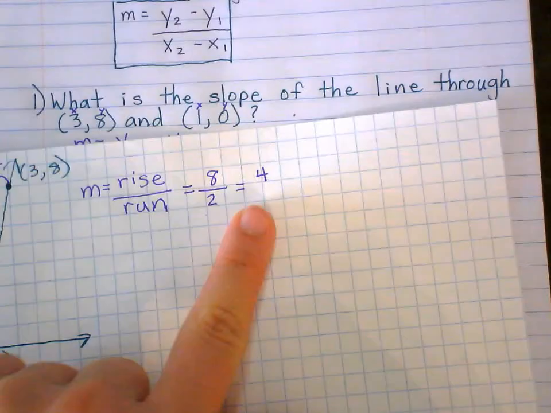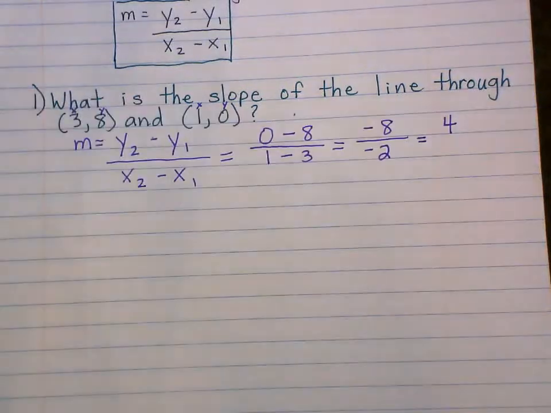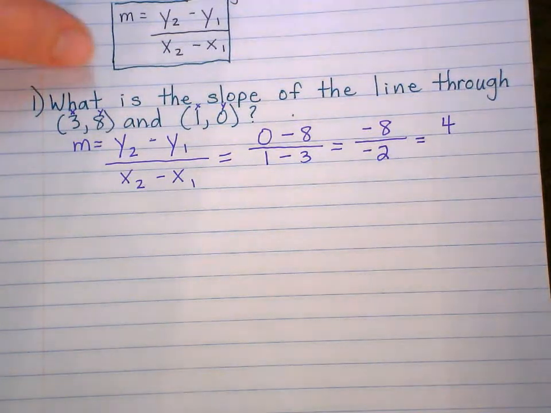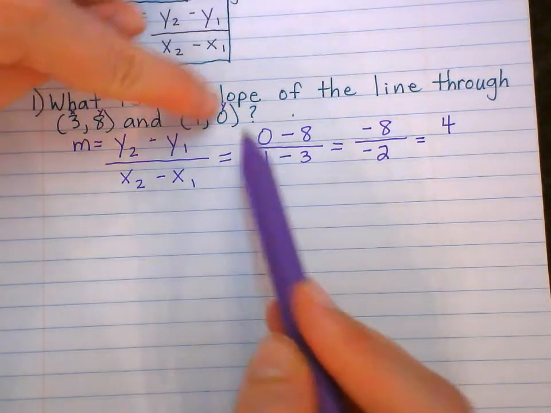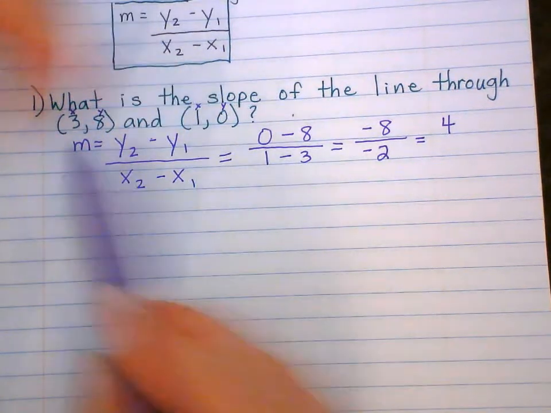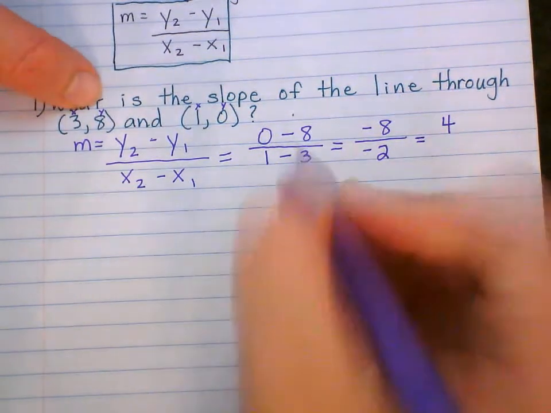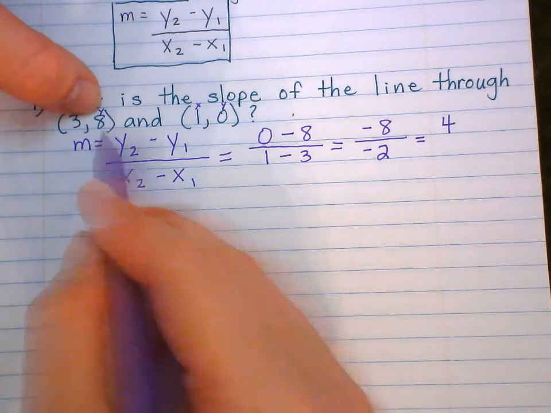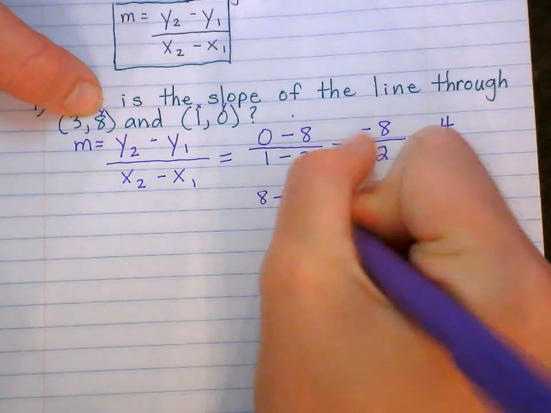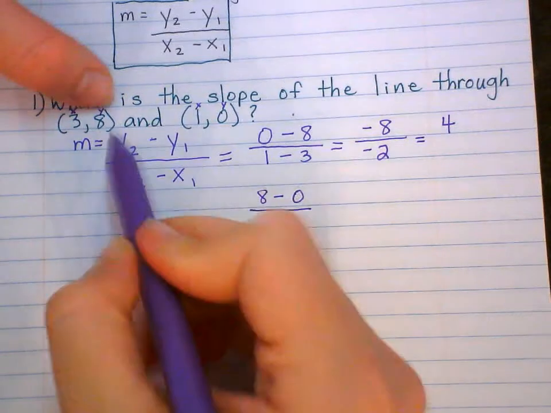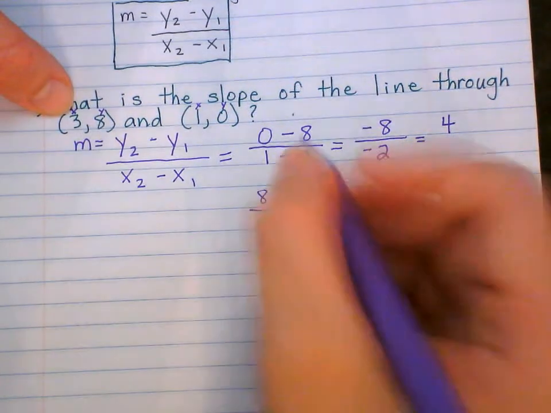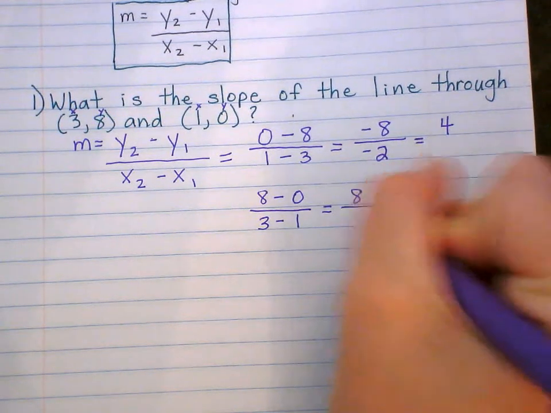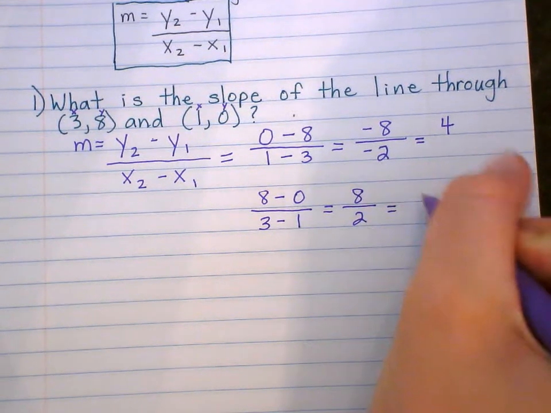Is that not exactly what we got over here? Sure is. And honestly, it doesn't matter which one we started with, as long as you stay in the same order. What do I mean by that? We did 0 minus 8 over 1 minus 3. We also could have started with the other pair first. So you do the y minus the y, 8 minus 0. Because we did this pair first for the y, we need to do it first for the x: 3 minus 1. 8 minus 0 is 8, 3 minus 1 is 2, equals 4.